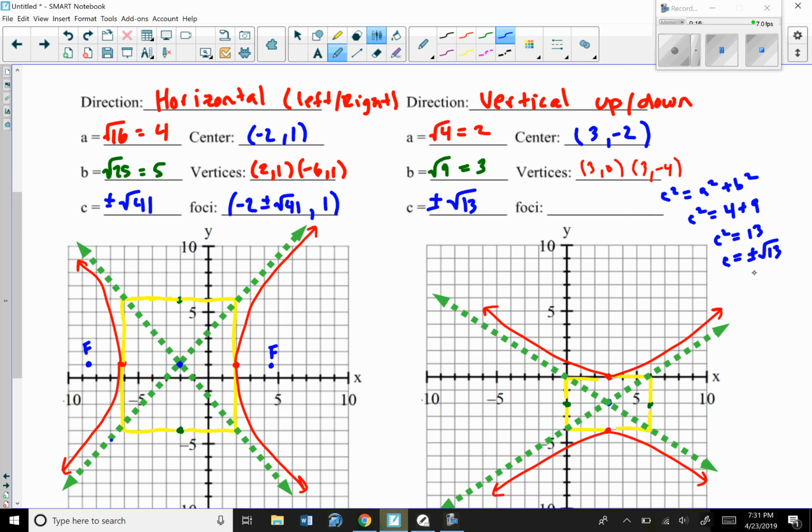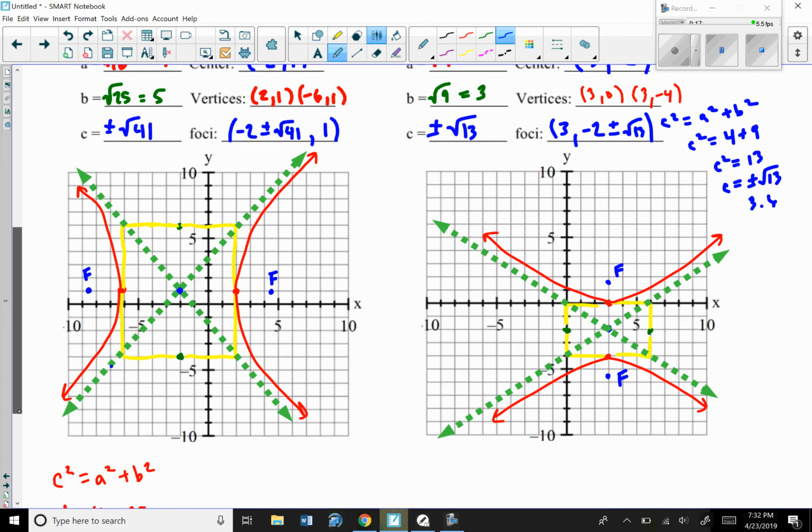And the decimal of that is about 3.6. So from the center, we're going to go up 3.6, and from the center down 3.6. Those are our foci. Notice that now, instead of changing the x-coordinate of the center like we did over here, we changed the y-coordinate of the center. So the foci would have the same x-coordinate as the center, so 3, comma, and we took -2 and added and subtracted root 13. So those are the coordinates for the foci. And so that's how we graph our hyperbolas.